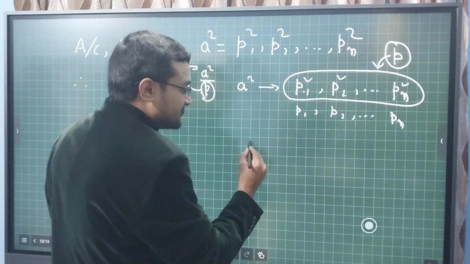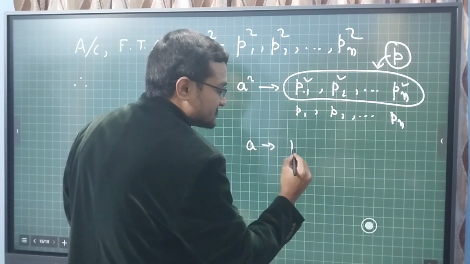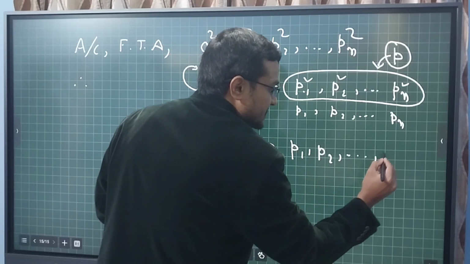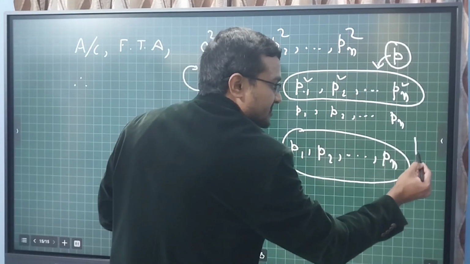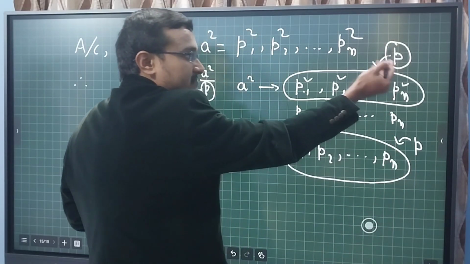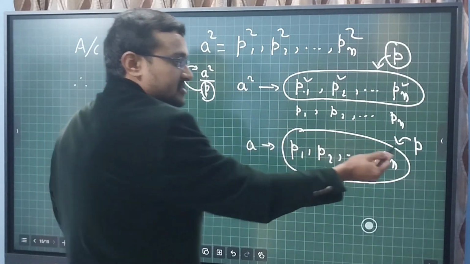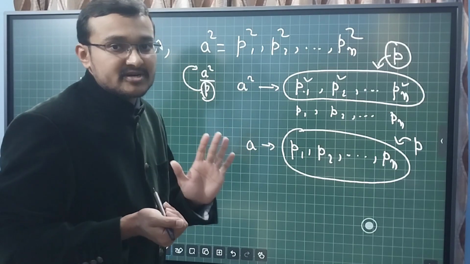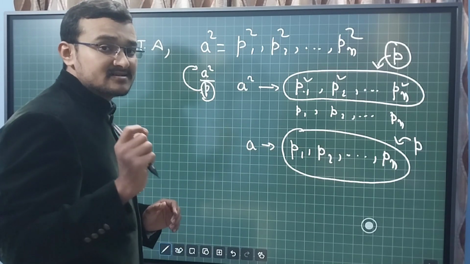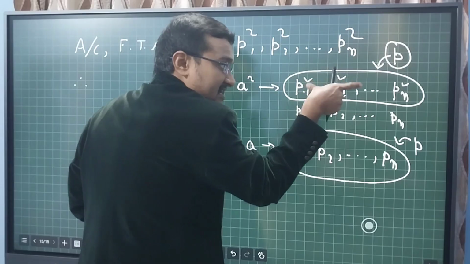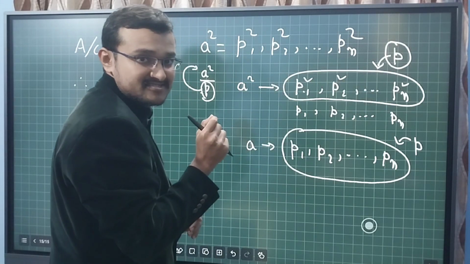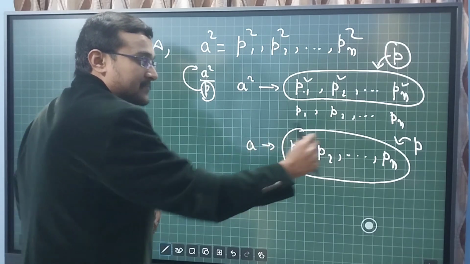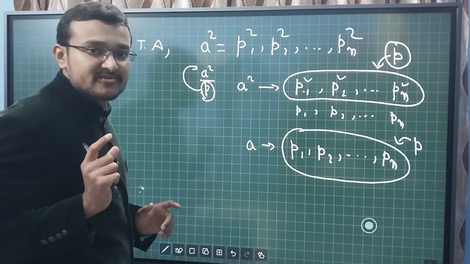So A also has prime factors P1, P2 up to Pn. In this also P should be there, because P is there in A square, and factorization is unique for a particular number. P is the prime factor which is included in this P1 to Pn range. Similarly, here also P is included in this P1 to Pn range, which means P is also a prime factor of A.